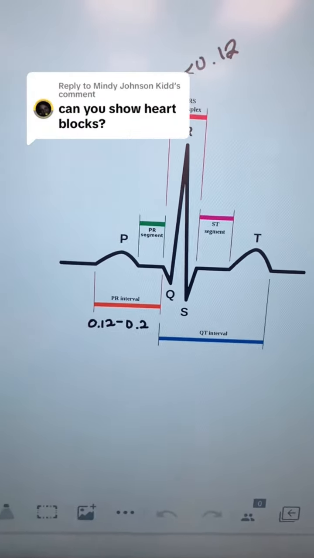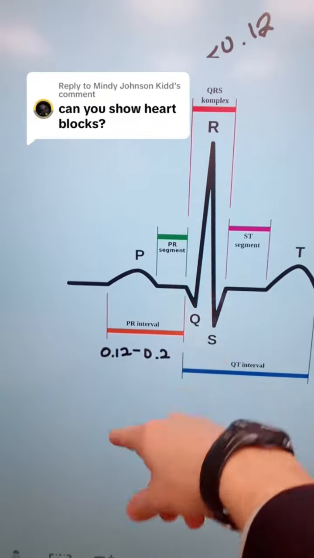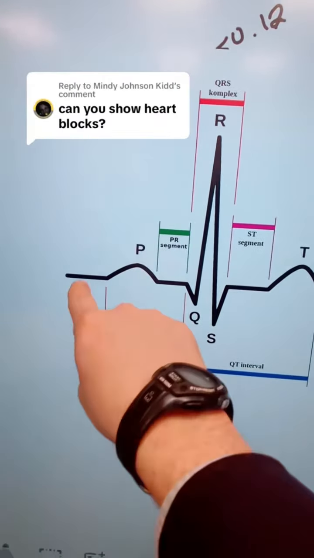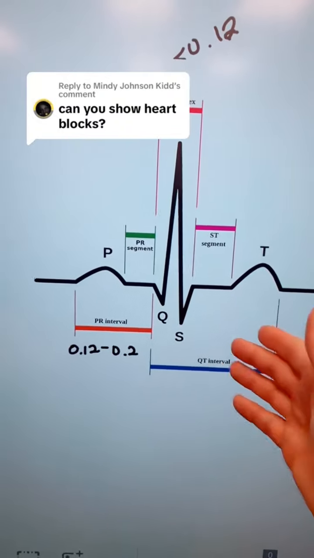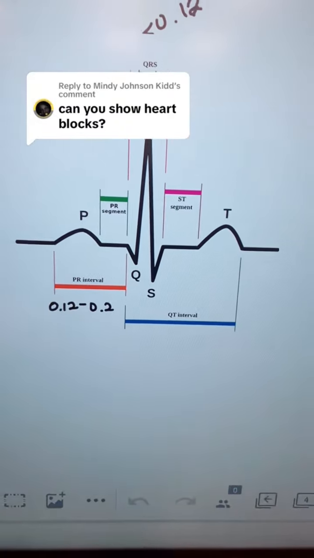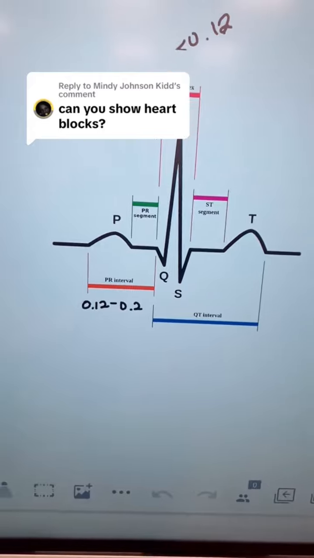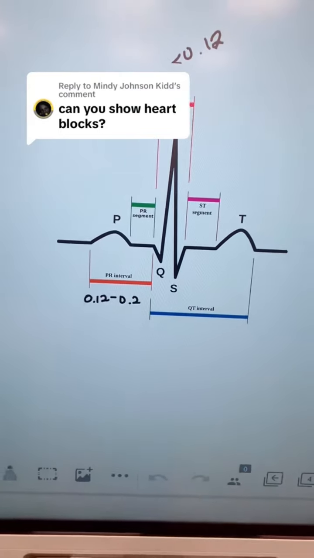And an AV block or a heart block is typically when there's something blocking the electrical activity from going to the next piece. So typically you'll see either an elongation of your PR interval, your QRS, or even a complete block between the two. And we'll talk about all three of those in just a minute.